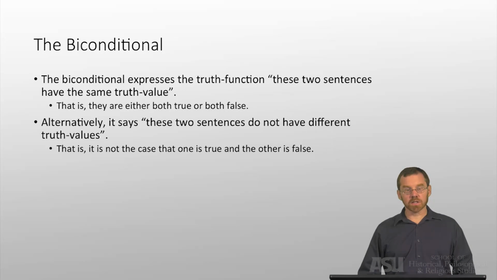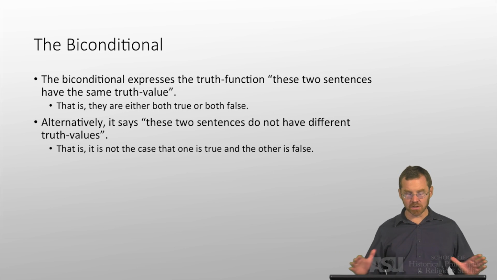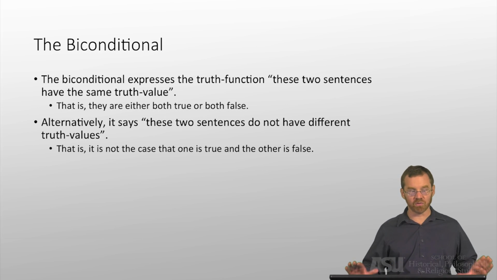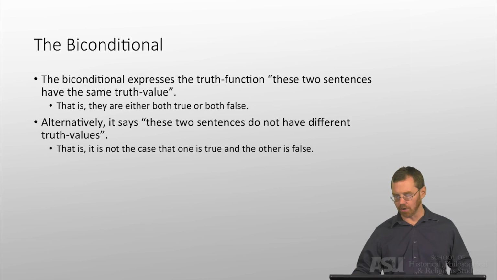The biconditional expresses the truth function. These two sentences have the same truth value. That is, they are either both true or both false. Alternatively, it says these two sentences do not have different truth values. That is, it is not the case that one is true and the other is false.